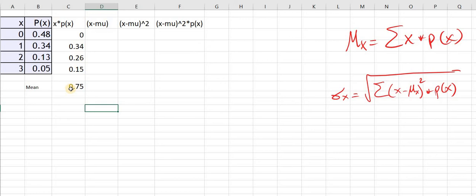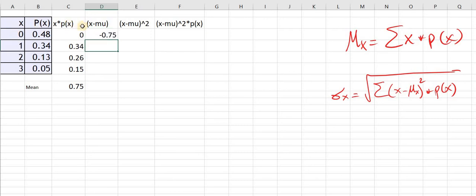This step is essential to compute the standard deviation of the discrete probability distribution, because the first step in finding the standard deviation is to find x minus the mean. So following this formula, the next step will be x minus the mean. I'm going to say this is equal to x, this is the value x, minus the mean. I'm going to type the mean.